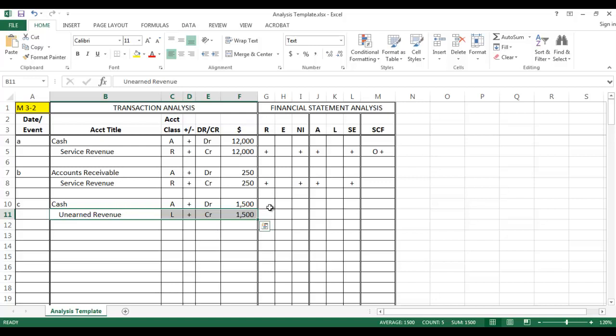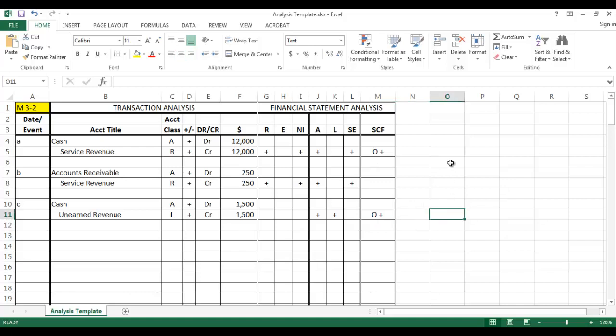As you can see, this transaction has no effect on our income statement. No revenue or expense accounts have been touched, so nothing happens there. From a balance sheet perspective, my assets have increased. My liabilities have also increased, so I'm still in balance. And from a statement of cash flows perspective, we call this an operating activity as well.